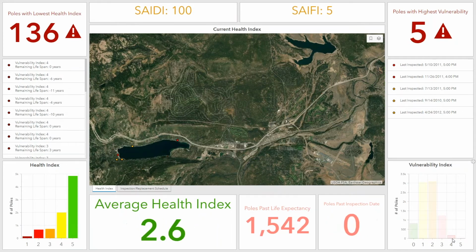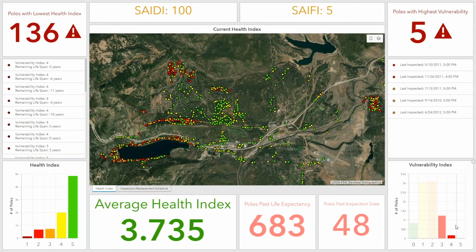The first thing I'll do is apply a filter that looks at all these poles according to their vulnerability index. Now we've filtered out a good amount. If I look at the bottom, we're now at 683 poles past their lifespan, starting off at 1,500. And now we're looking at 48 poles past inspection date, from 110. That's a good subset. But if I look at my average health, a lot of these poles are still fairly healthy. Although they are vulnerable, chances are we need to prioritize the ones with poor health.